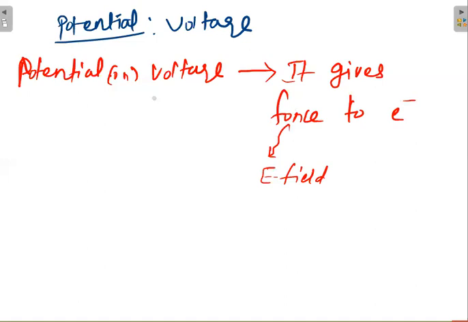So first, what should we understand? Voltage or potential gives a force or electric field to the electron. It gives force to the electron, or it gives the electric field to the electron. That's why it moves in a particular direction.